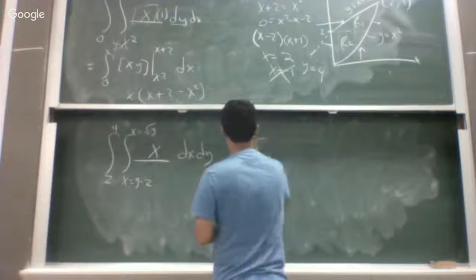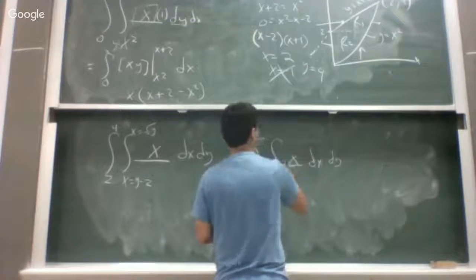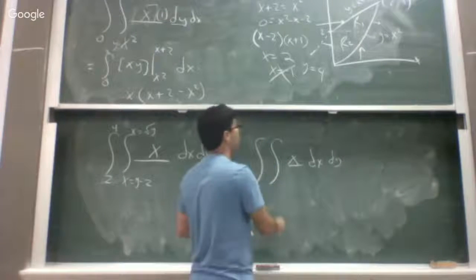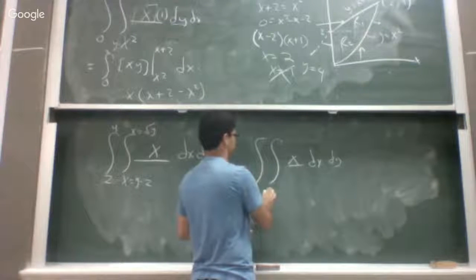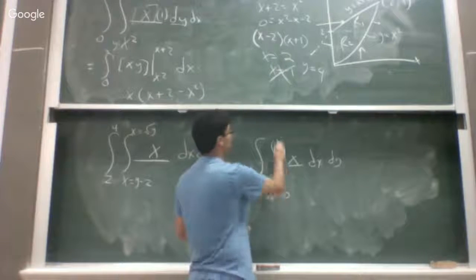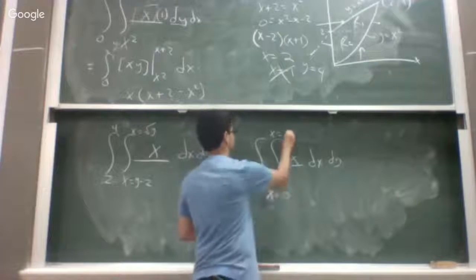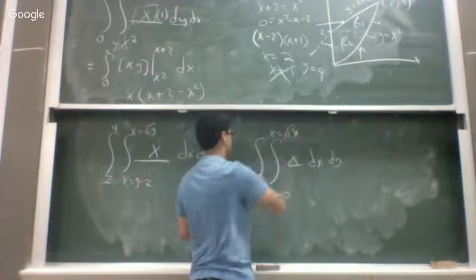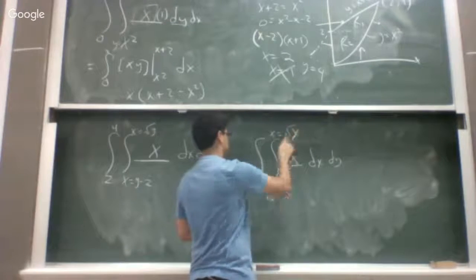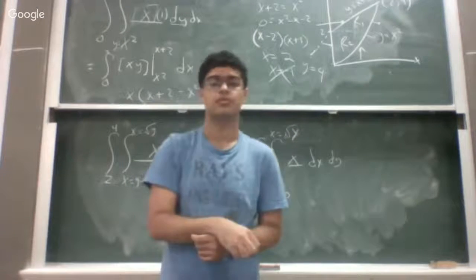Another thing is if we're looking at the bottom, y is equal to what? X is equal to 0. X is equal to square root of y. And then y, guys, from 0 to 2.